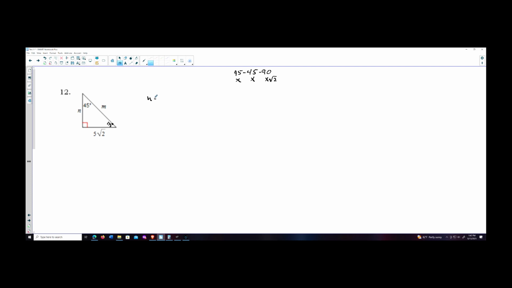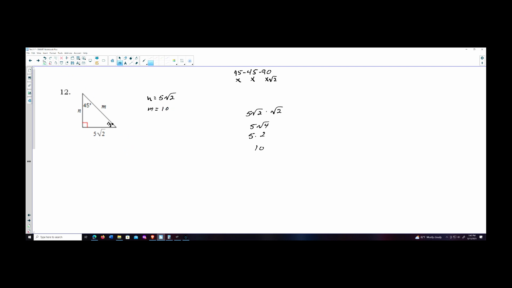So in this case, n is easy, it's 5 square root of 2. It's already given. All you have to do now is multiply that times the square root of 2, because it's across from 90. That's to find m. So you have 5 square root of 2 times the square root of 2, which is 5 square root of 4. The square root of 4 is a perfect square, 2, so it's 5 times 2, which is basically 10. Therefore, m equals 10.